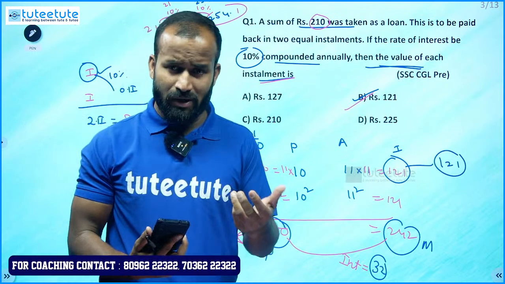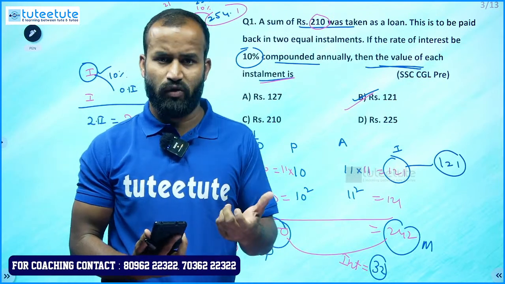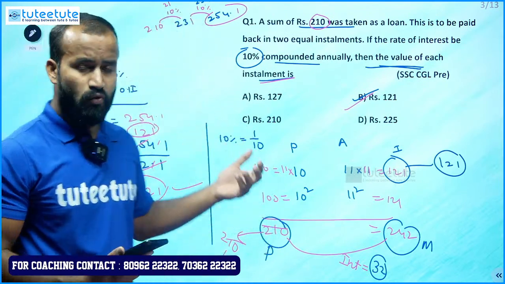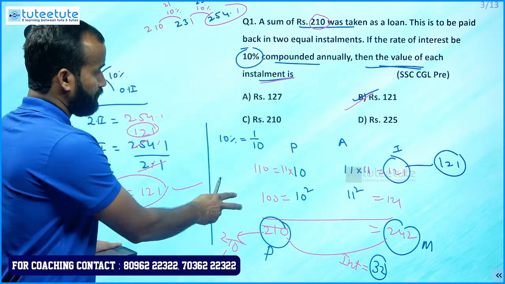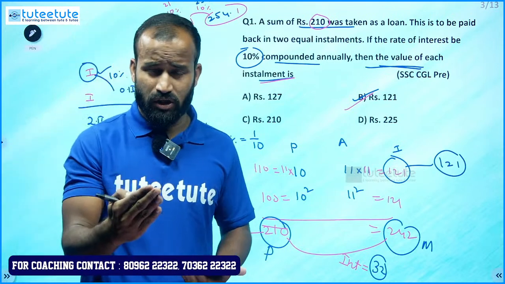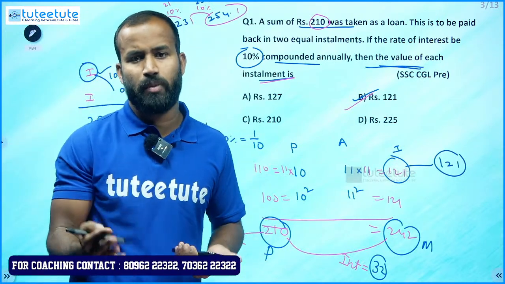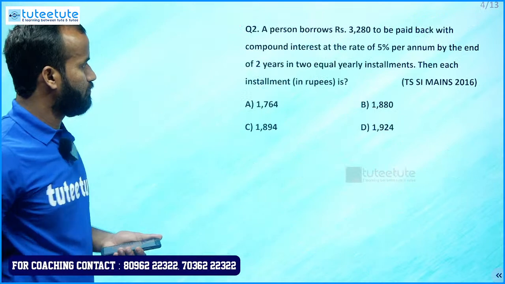If there are 3 installments or 4 installments, it is difficult to find using this method. So we have to go for the shortcut. I am going to give you the next question. Try to solve the question before me, and post your answers.